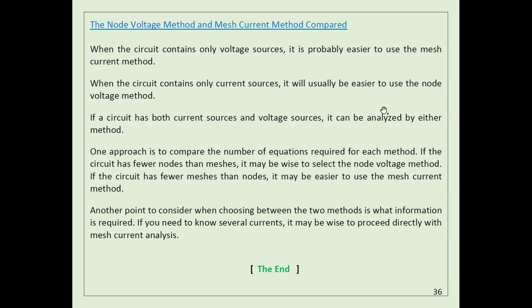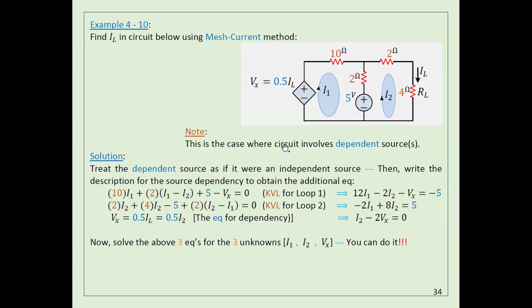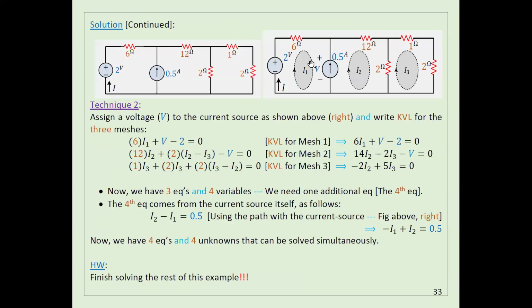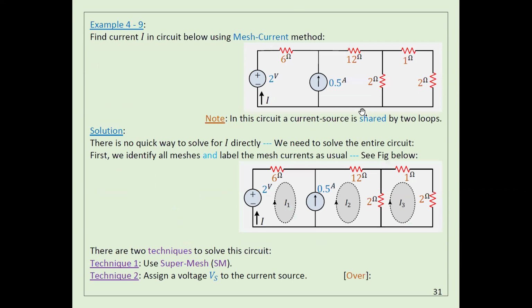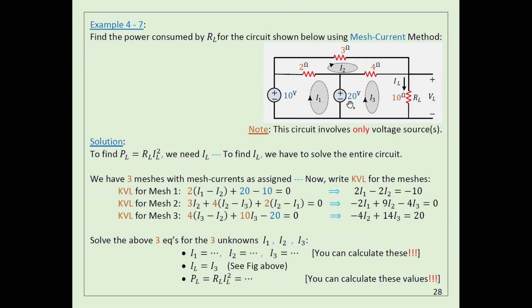If you have both of them, so now you can. There is another approach you can decide: you can decide on a number of unknowns. For example, here I have three loops, so I have three unknowns. If I use the node method, maybe I'm going to have only two unknowns: this node and this node. Okay, maybe not, it's going to be three also. So you can compare the number of unknowns.